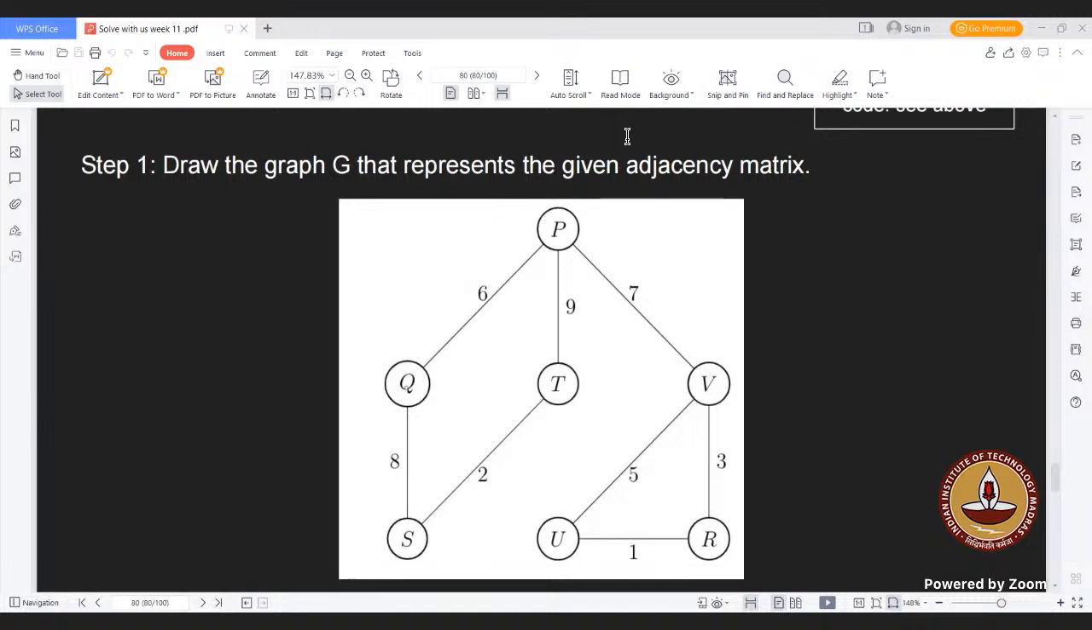The graph is visible, right, to everyone? Yes, sir. So can we discuss the solution now? Yes, sir. Just a minute. Okay, we'll discuss the solution now.